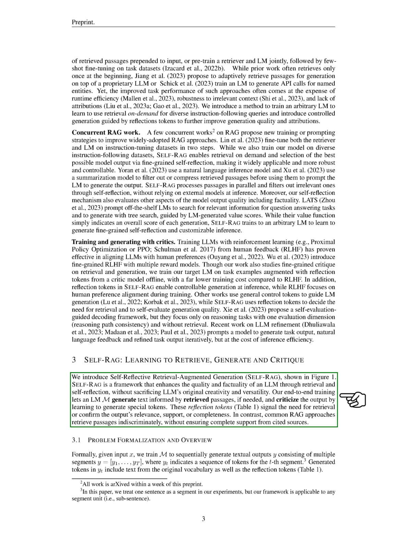To explain this in more detail, let's consider an input, X. We train the language model to generate textual outputs, Y, in a sequential manner. These outputs consist of multiple segments, each represented by a sequence of tokens. These tokens include text from the original vocabulary as well as the special reflection tokens.